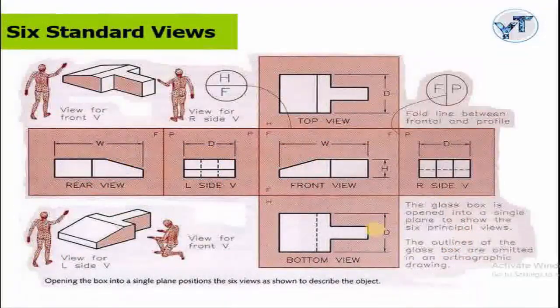Okay, so now if I have to draw all the views in one single particular plane, I'll just unfold that glass box in such a way that I'll be obtaining all the views like this. As it is a third angle projection system, it satisfies the condition that top view comes above front view, right side view is drawn towards the right of the elevation and left side view is drawn towards the left of the elevation.